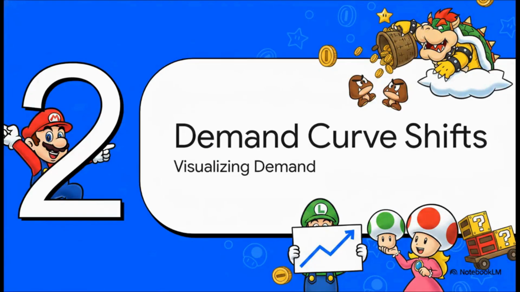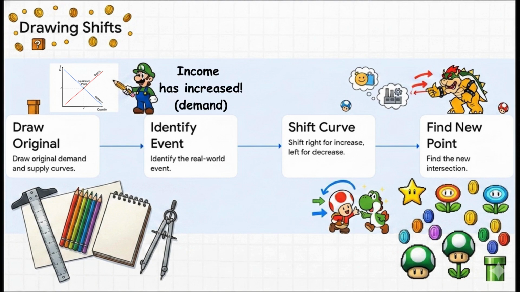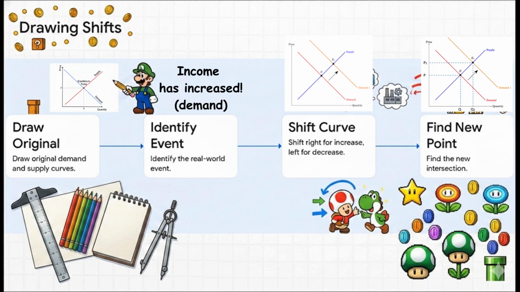Moving right along to Section 2, drawing demand curve shifts. If you just stick to this procedural, step-by-step checklist, I promise you will flawlessly interpret market diagrams every single time. First, always draw the original demand and supply curve so you can find your starting equilibrium. Second, identify the real-world event. Is it hitting the buyers or the sellers? Third, if it's an increase, shift the curve horizontally to the right. If it's a decrease, shift it horizontally to the left. And finally, step 4, find exactly where that new curve intersects with the unchanged curve to spot your brand new price and quantity.